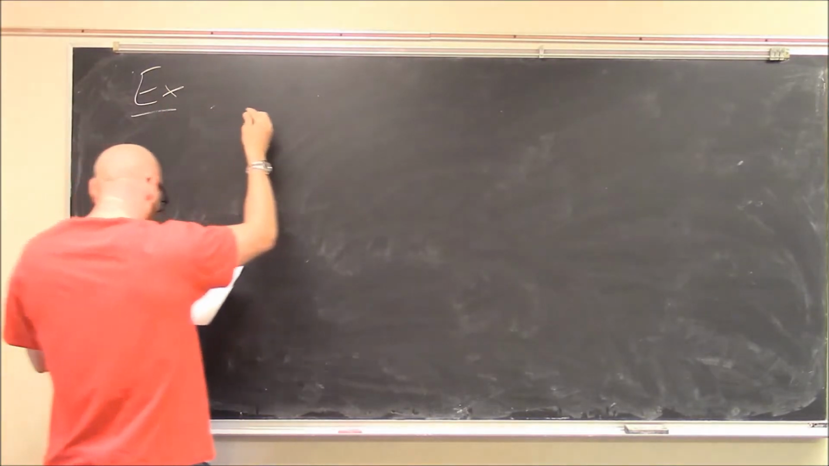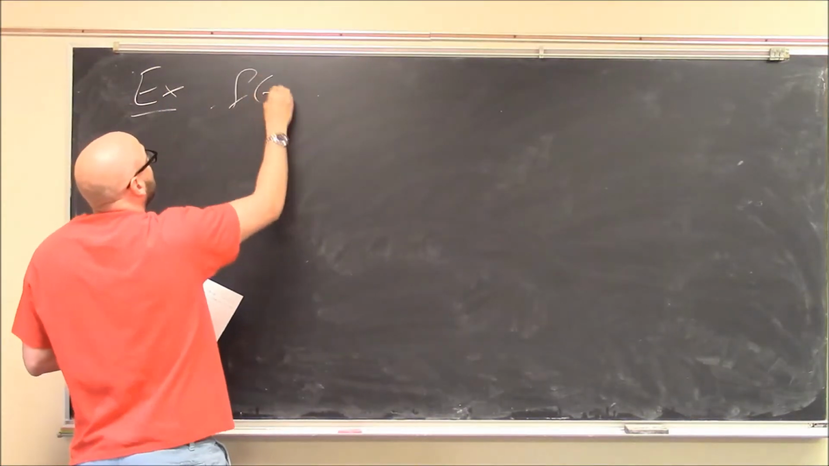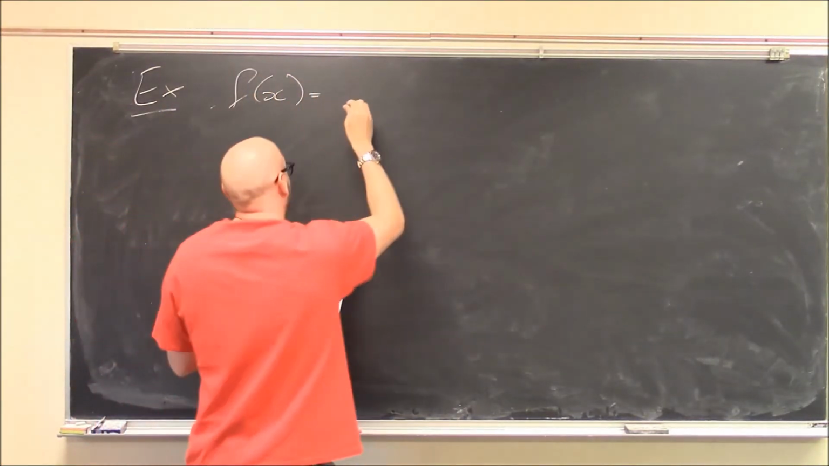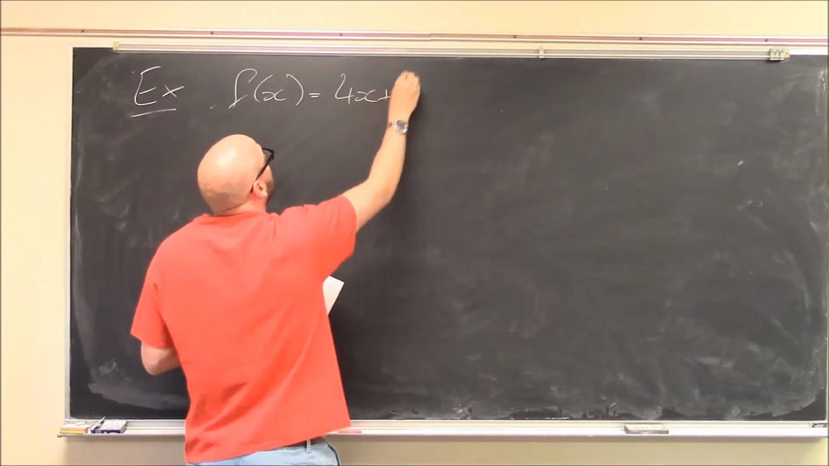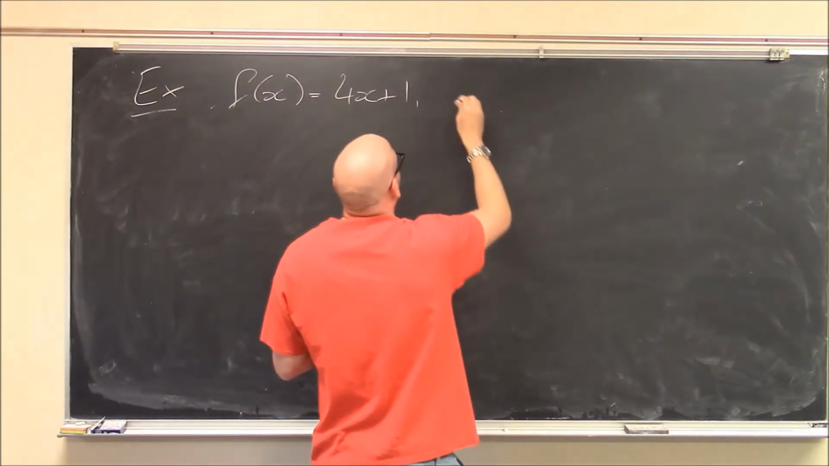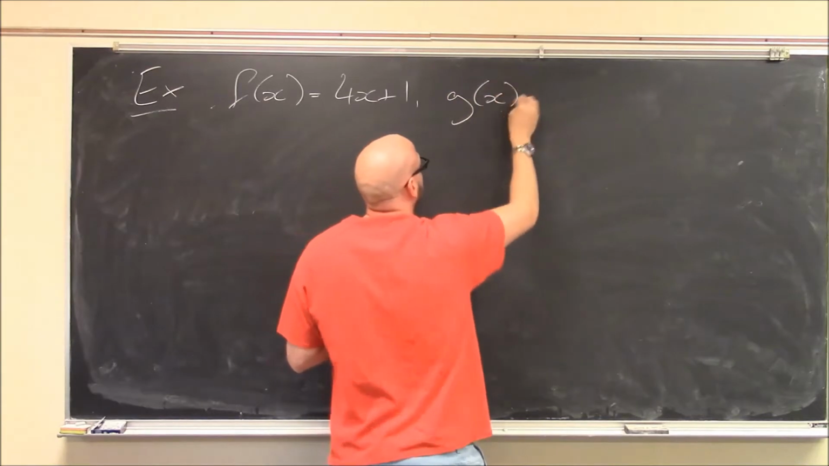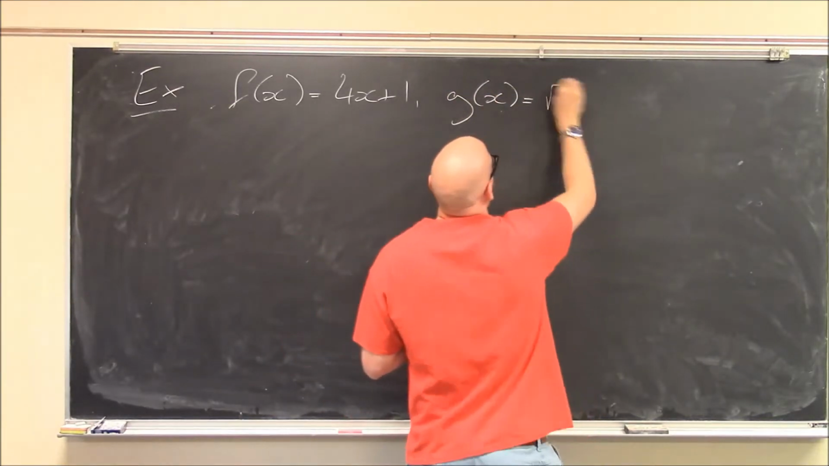We'll keep going. We'll do another example. f of x is, say, 4x plus 1, and g of x is the square root of x plus 5.